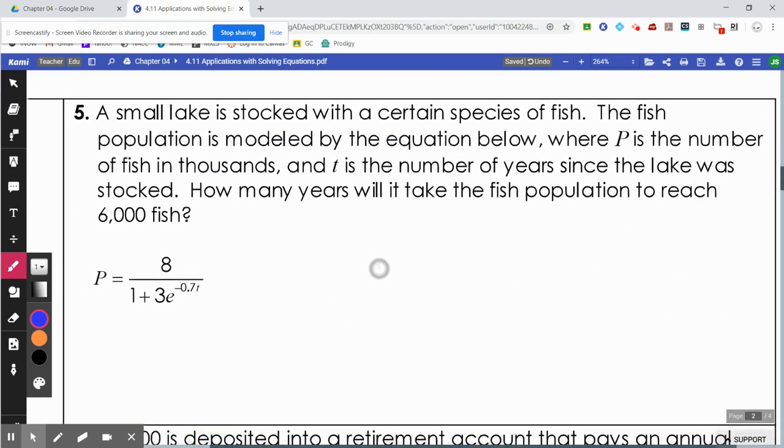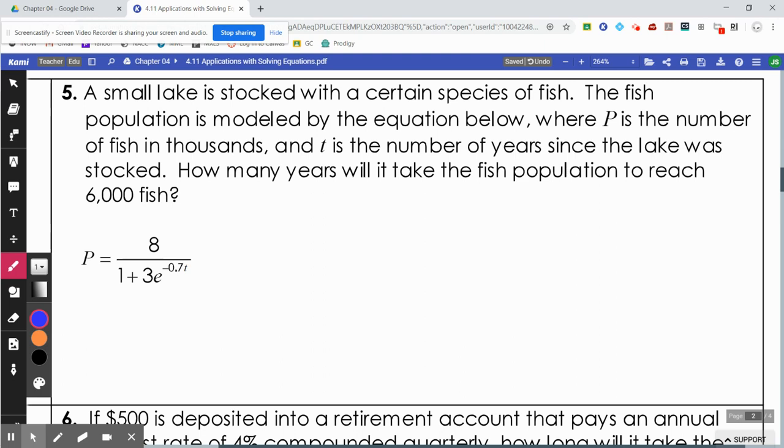Number 5, another logistics problem. A small lake is stocked with a certain species of fish. The population is modeled by the equation below. P is the number of fish in thousands. So again, that's the maximum. We're never going to get over 8,000 fish here. And T is the number of years since the lake was stocked. How many years will it take the fish population to reach 6,000?